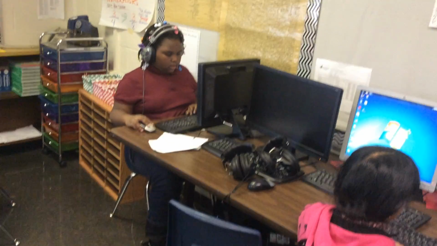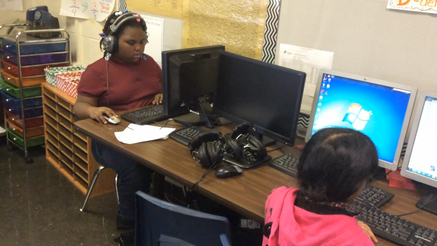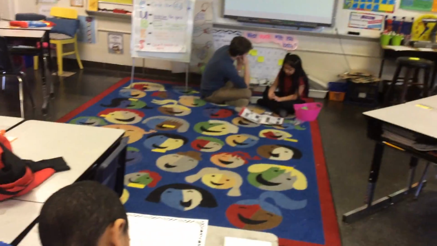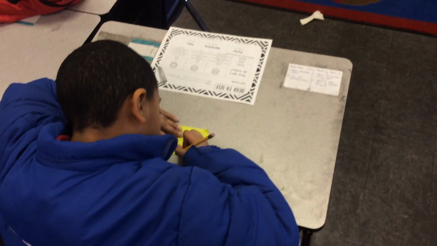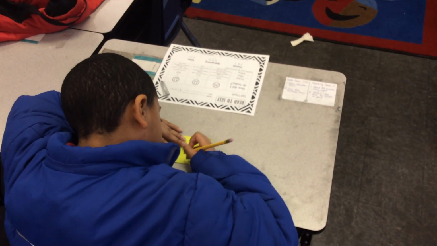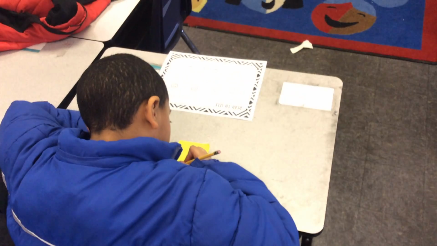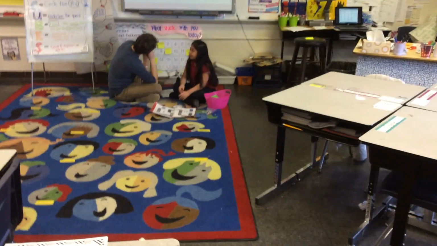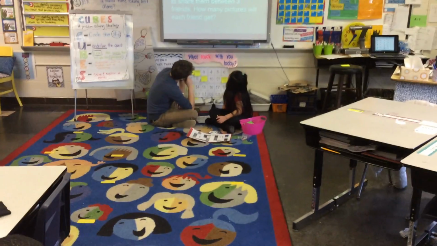All right, so here's the question. Daisy counted 7 starfish on the beach. Each starfish has 5 legs. How many legs does Daisy see? He's already separated his paper so that he has space. Did you read the problem?